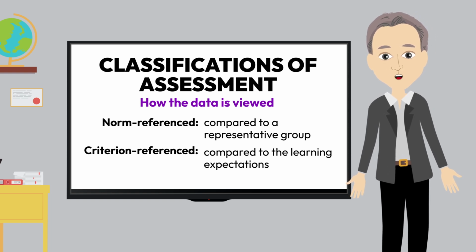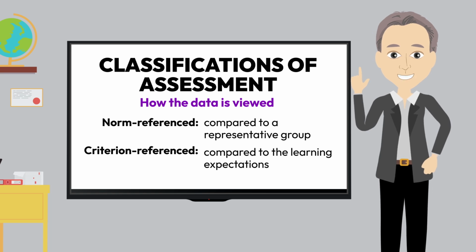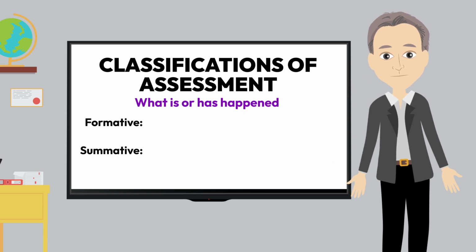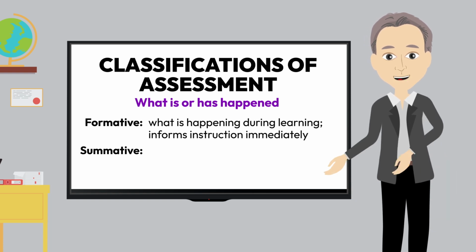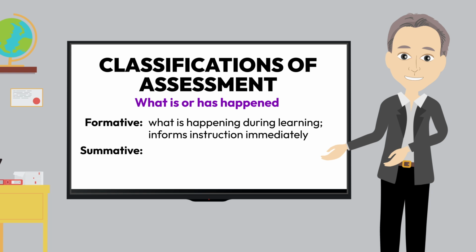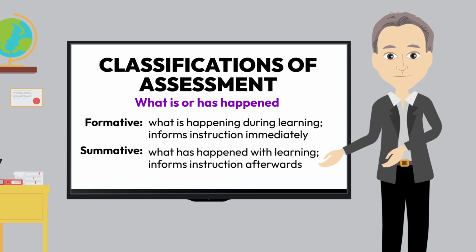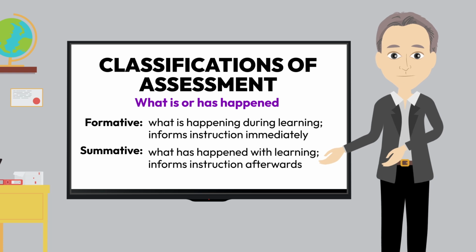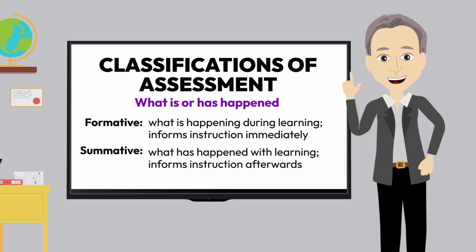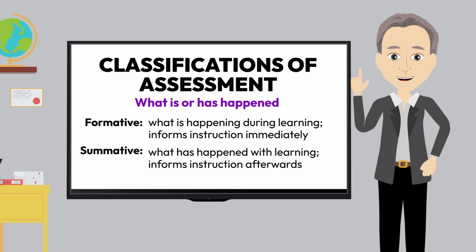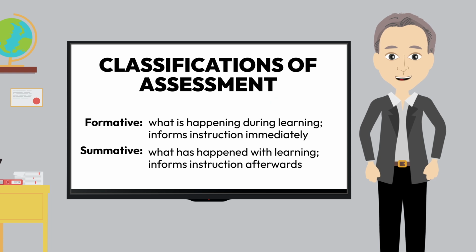And finally, the 2 approaches of assessment that classroom teachers are generally the most familiar with and concerned about, formative and summative. Formative assessment tells us what is happening in terms of student learning. It occurs throughout the learning so that instruction can be modified immediately. Summative assessment, on the other hand, tells us what has happened with student learning as it occurs at the end of instruction to show us how much the child learned. It can still be used to inform instruction, but after the fact, which sometimes then occurs in a more intervention format.